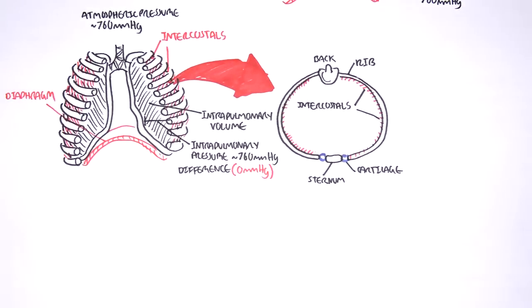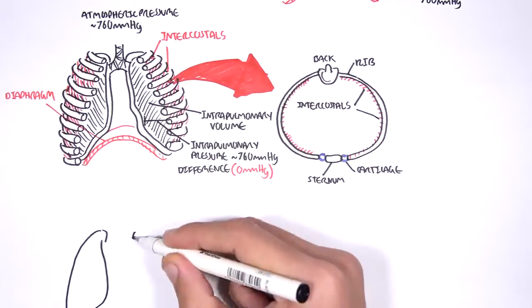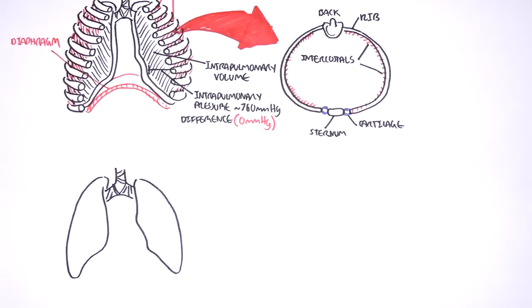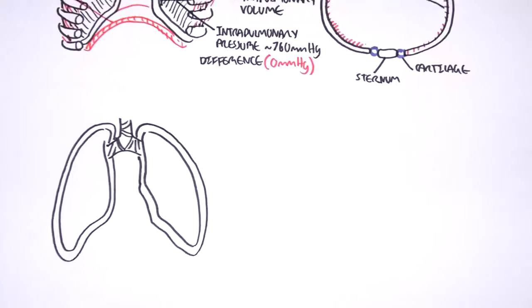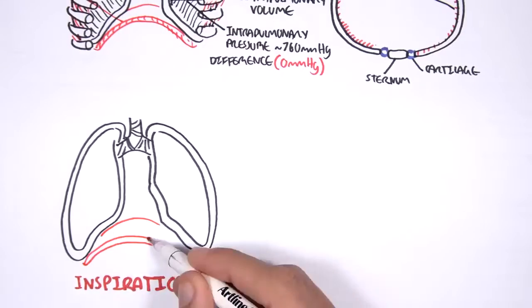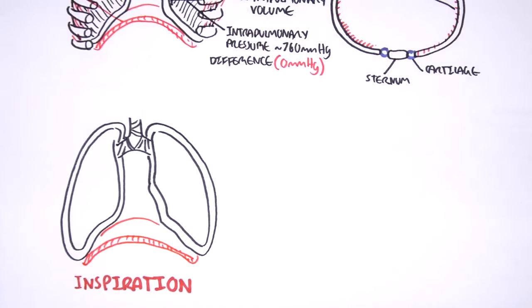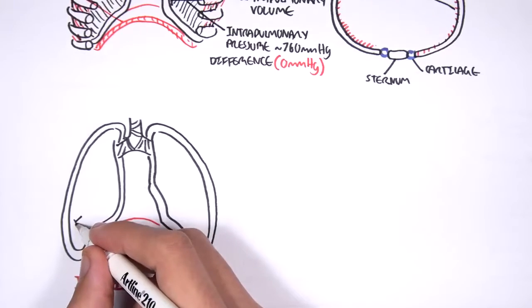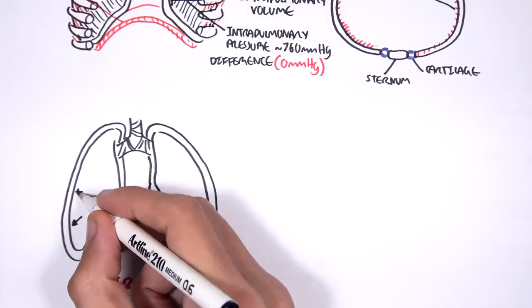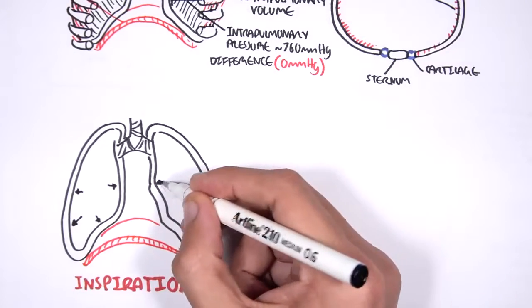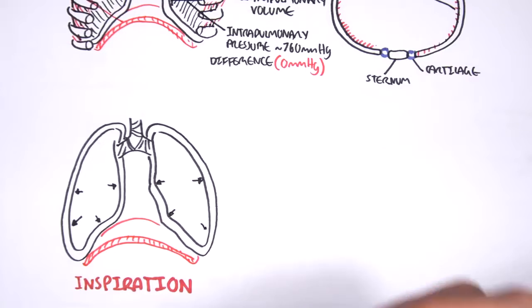So let's look at inspiration, the mechanism of inspiration. Here again, we have the lungs and the pleura, and then we have the diaphragm below the lungs. What happens in inspiration is that the volume within the lungs will actually increase. This is due to the contraction of the two important muscles, the intercostal muscles and the diaphragm.